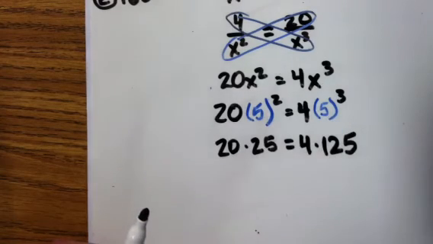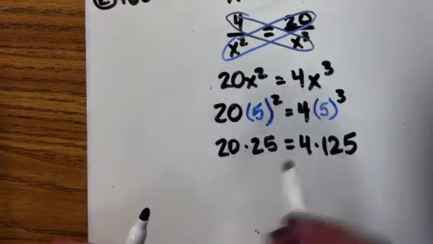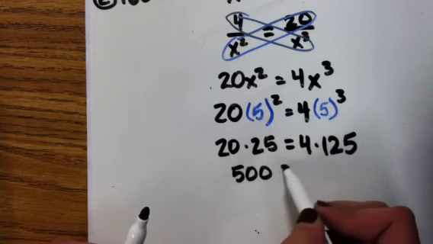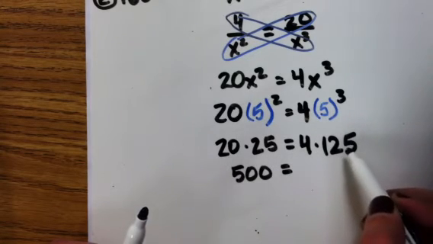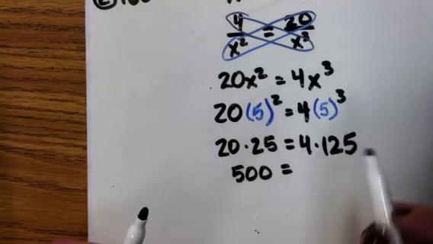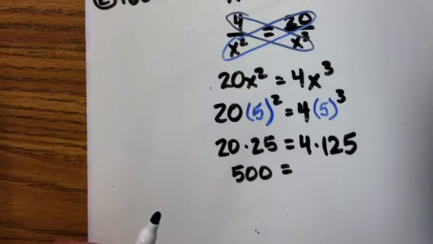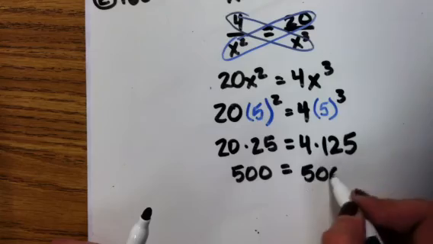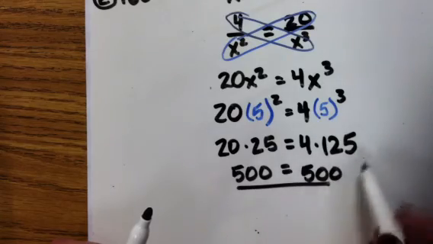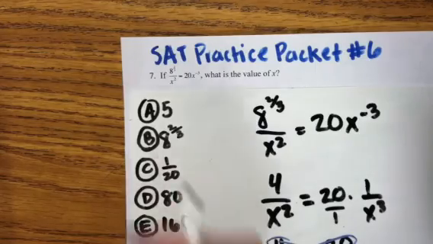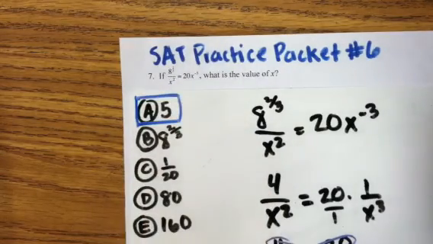So 20 times 25, using our calculator again, we get 500. Now, if this side is also equal to 500, then we'll be done and 5 will be our answer. So 4 times 125 is also 500. So 500 equals 500? Yes. Therefore, 5 is our answer, which is A.